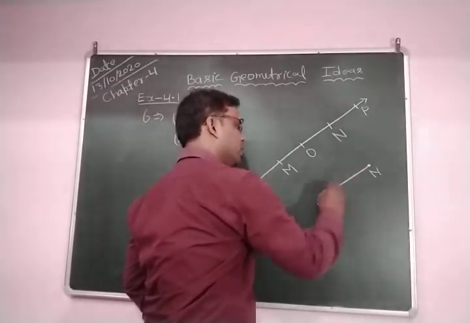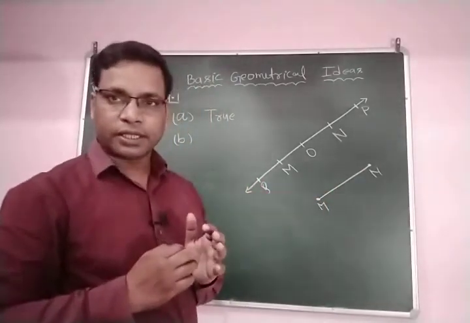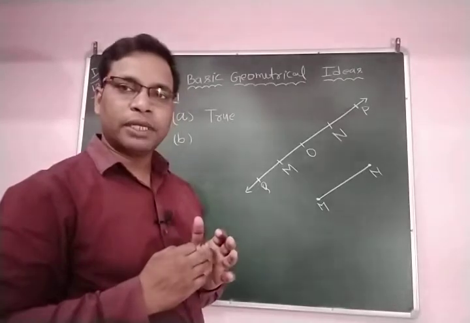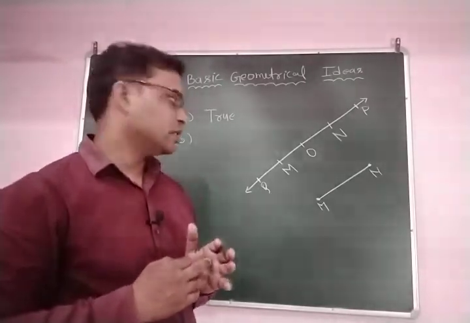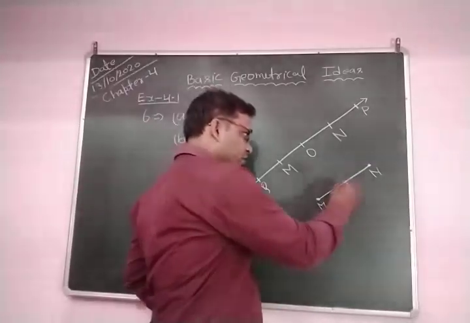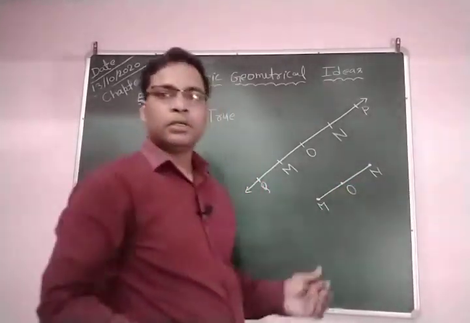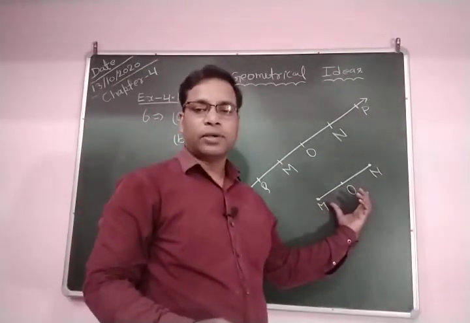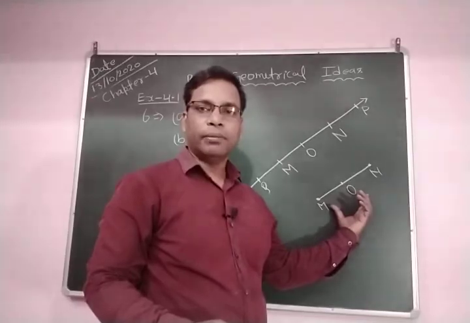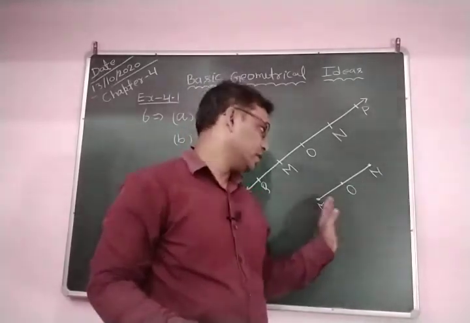A line segment has two end points. A line has no end points. A line has indefinite length, but a line segment has definite length. So you can see here anywhere point O is on the line. This is line segment MN. Points M, O, N are on the line segment MN.